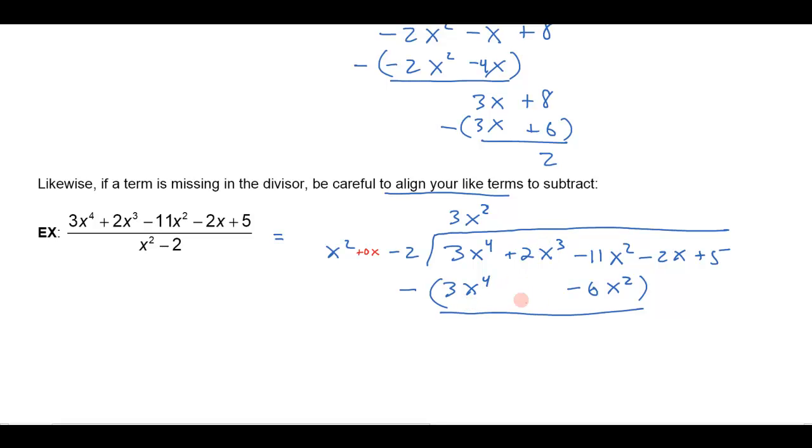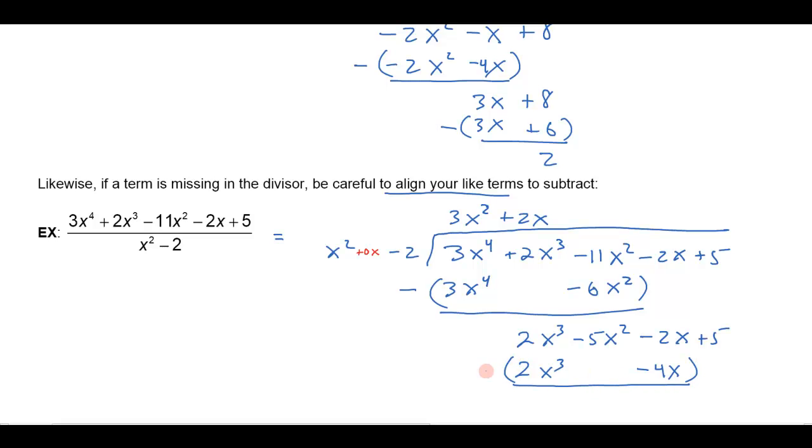All right, subtract very carefully, and I'm going to get 0x to the 4th, and then I've got a 2x cubed, and I didn't have any x cubes here because this term was missing. So I got 2x cubed there, and then a negative 11x squared minus a negative 6x squared. That's going to be adding 6x squared, so that's a negative 5x squared. Then you can just bring the rest of the problem down and do it all again. X squared goes into 2x cubed, 2x times. 2x times x squared is 2x cubed. 2x times minus 2 is minus 4x. And I'm just going to line it up with that x term over there.